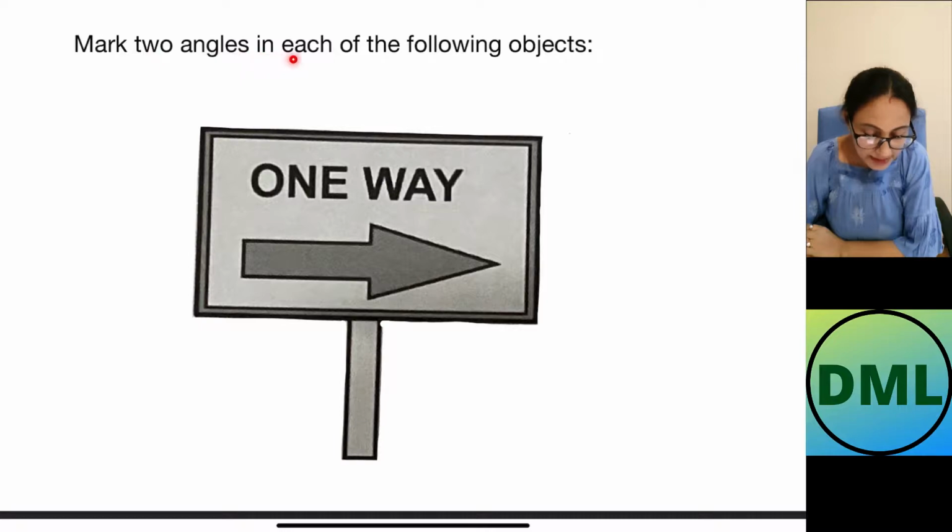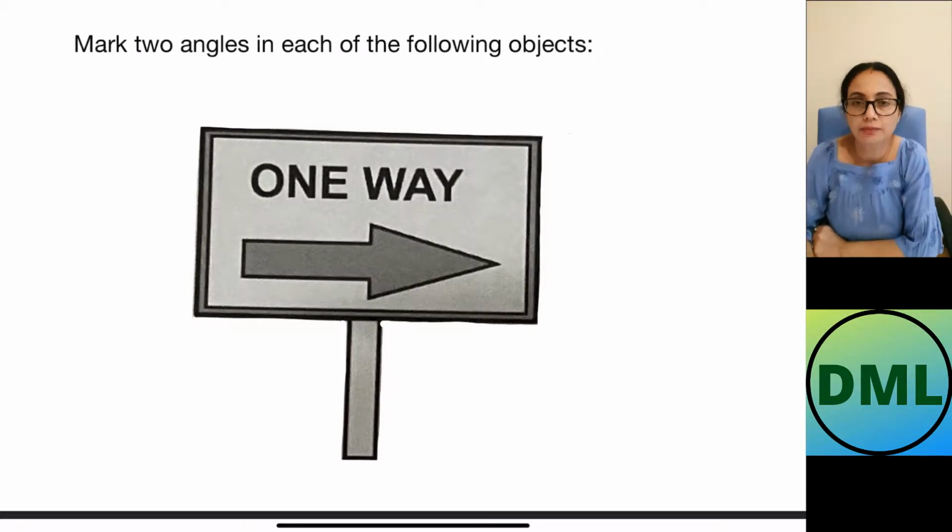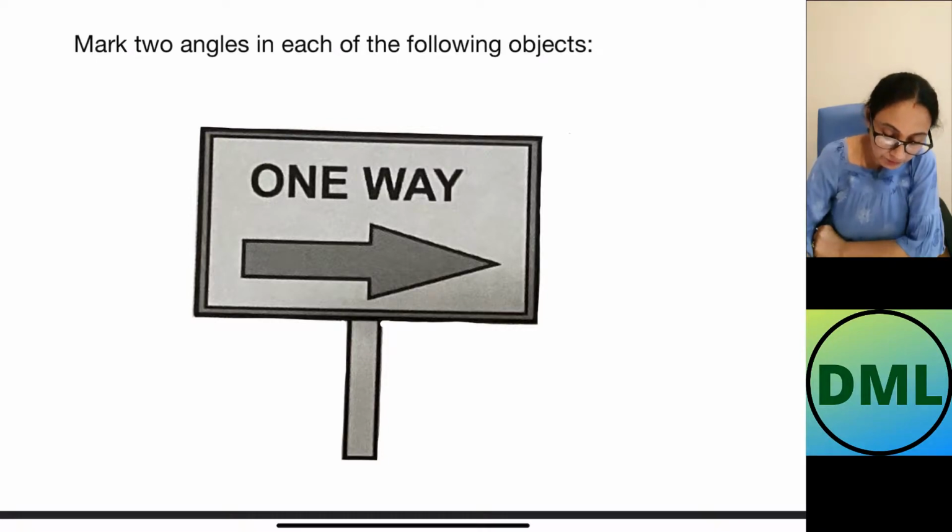Mark two angles in each of the following objects. Now this is your object. Now you have to mark any two angles inside that. So I can pick any angle whatever I like. I can pick the right angle, I can pick the acute angle or the obtuse angle, whatever you wish for. So let's pick the angle here.